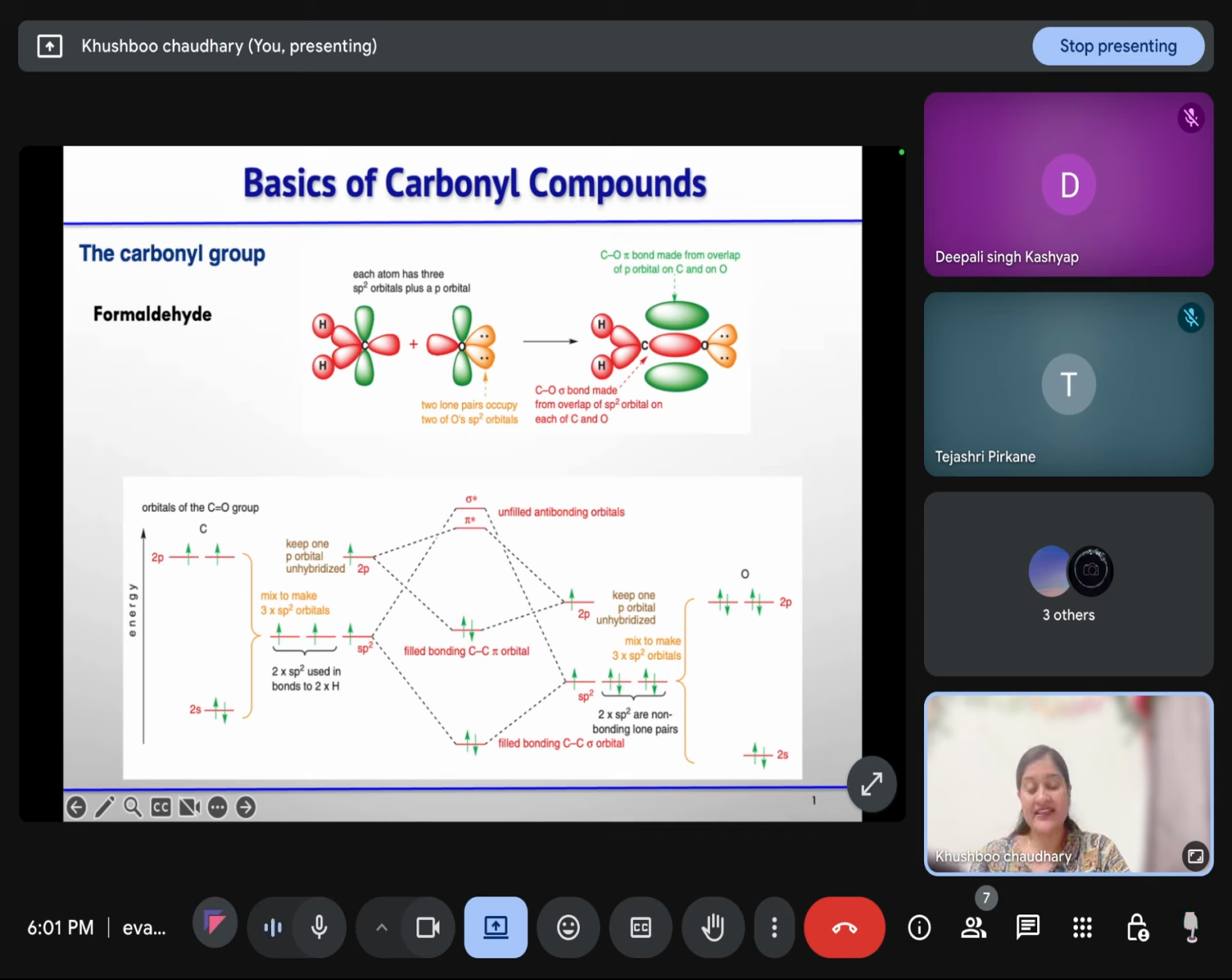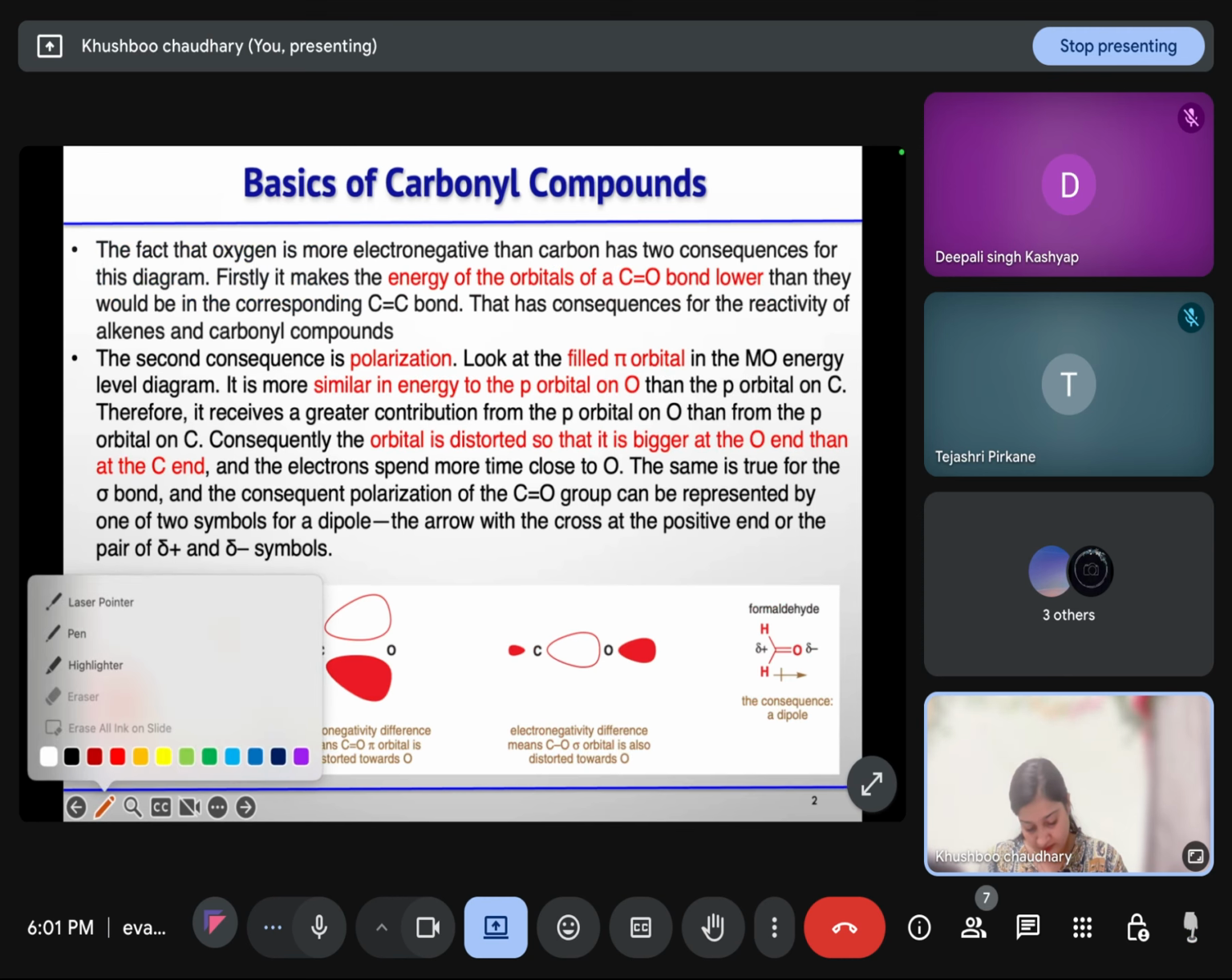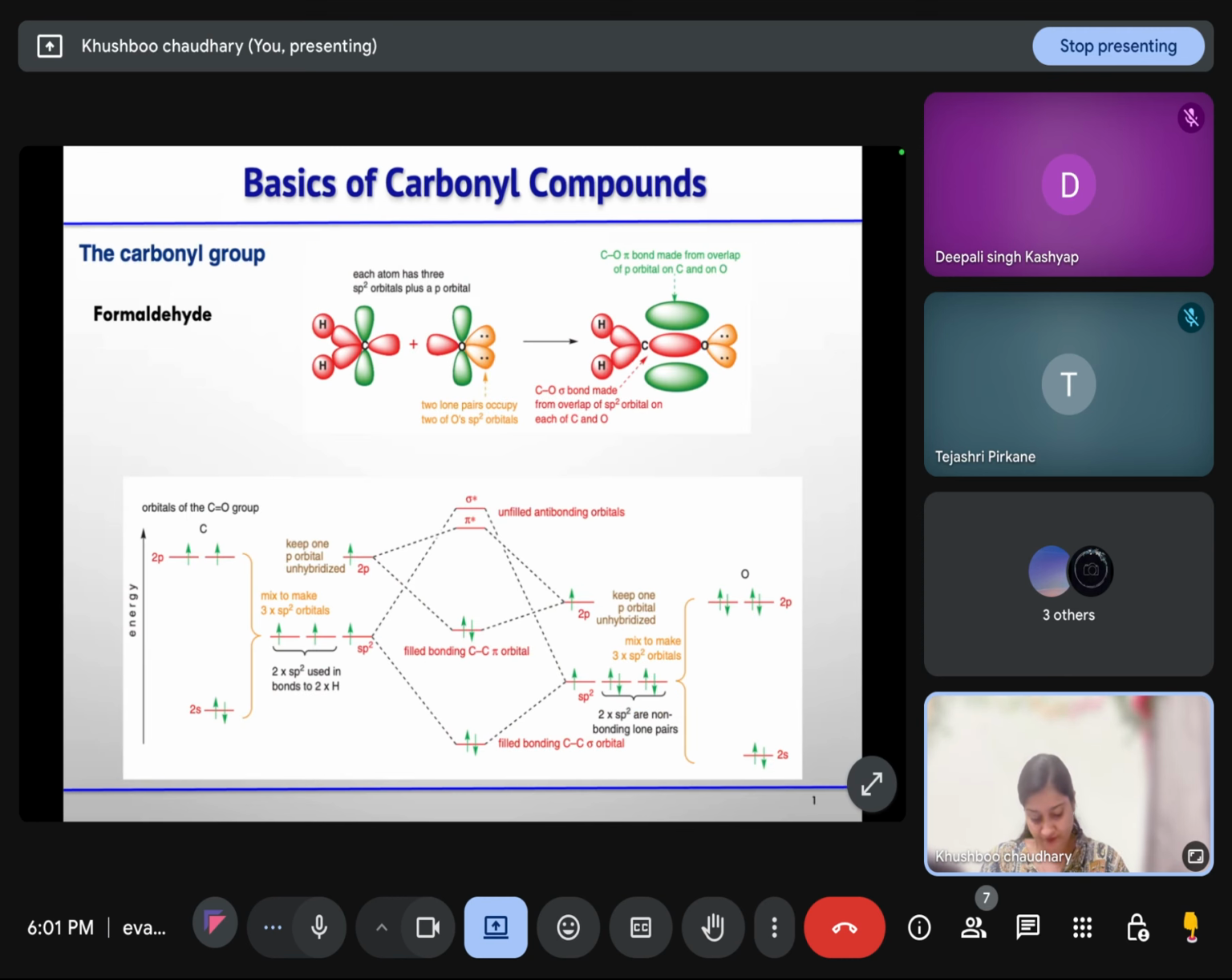Now, in this week, you guys already learned about carbonyl compounds. So, what are carbonyl compounds? If we draw a carbonyl compound, the simplest carbonyl compound is formaldehyde in the case of aldehydes. How these carbonyl compounds form, we will see first.